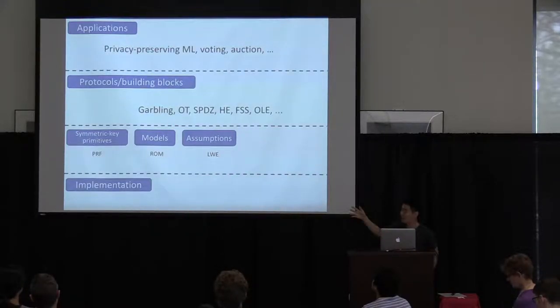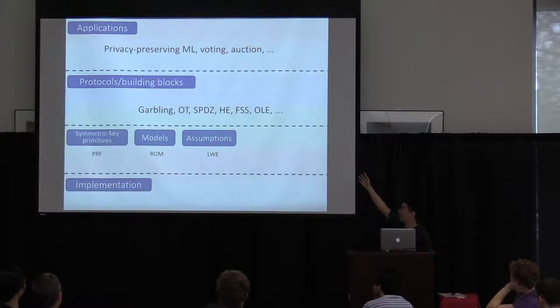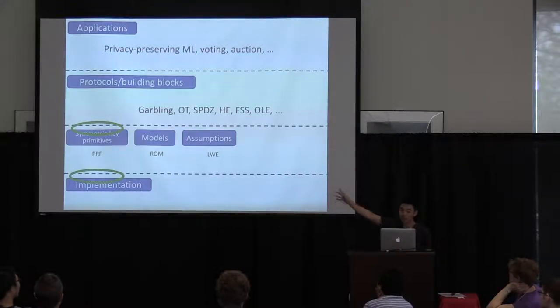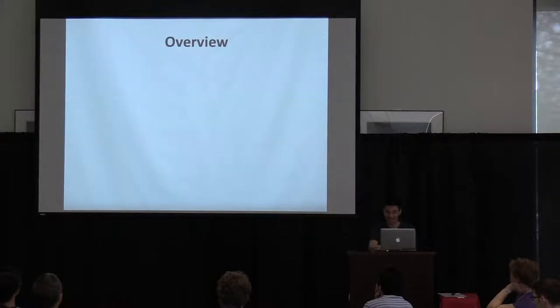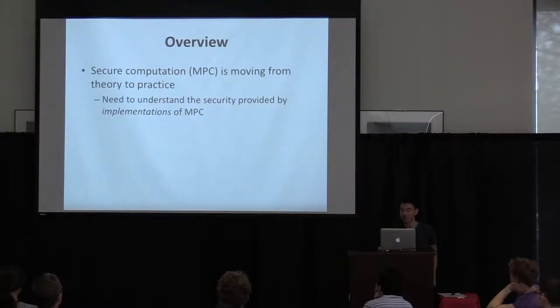And then at the very bottom layer is the implementation, where we need to choose a way to instantiate all these primitives, which will be used to build the next layer, which will be used to build the applications. So over here, we mainly focus on symmetric key primitives, with the interplay between protocols and the symmetric key primitives, and the interplay of how these symmetric key primitives are actually done in practice in the implementation. So let me first give some overview.